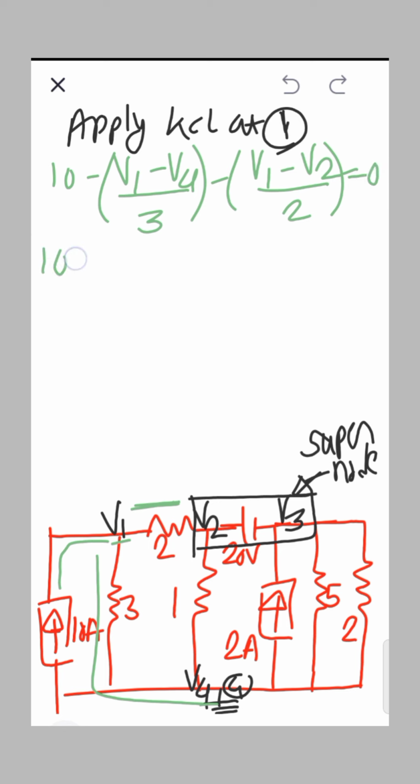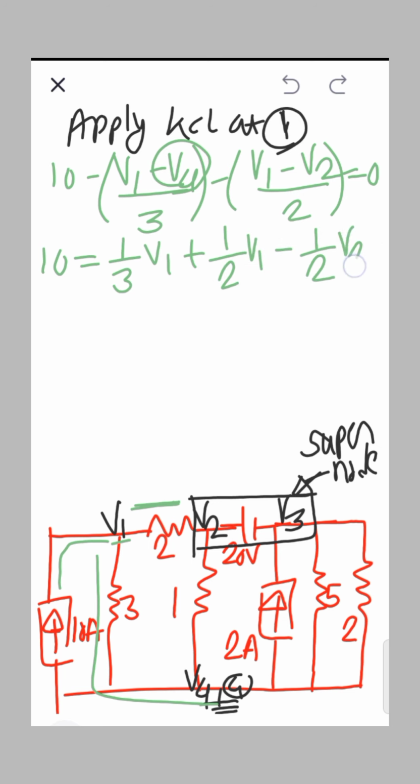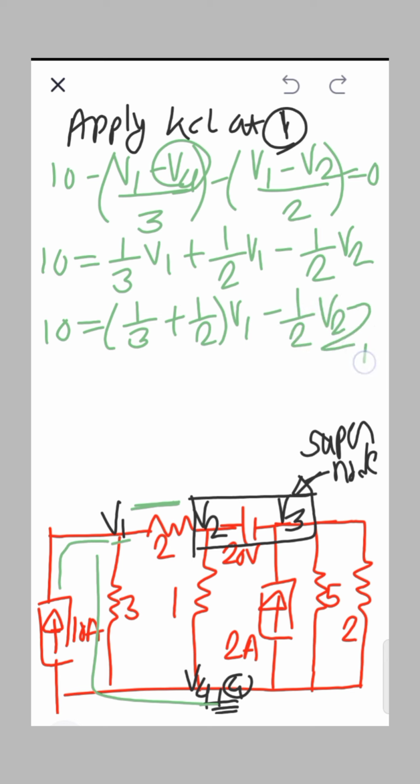Solve this. After solution, take the current source on the left hand side and the rest on the right hand side. So 10 equals 1 by 3 V1, V4 is 0, plus 1 by 2 V1 minus 1 by 2 V2. So it would be (1 by 3 plus 1 by 2) V1 minus 1 by 2 V2. This is your equation number 1. Now this is clear for node 1.